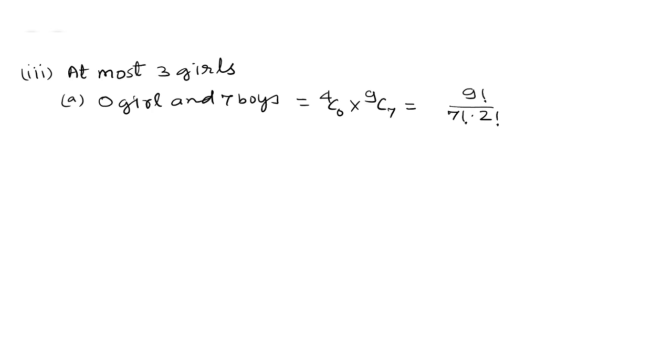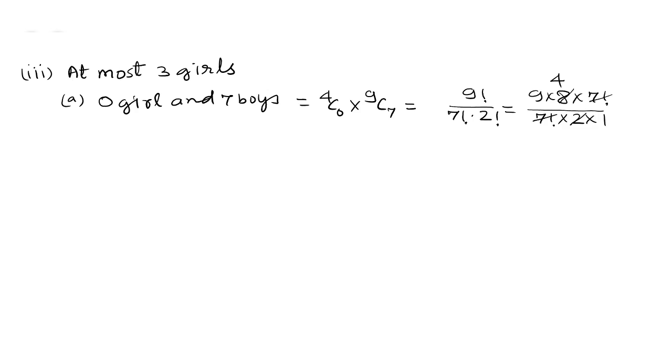9C7 is equal to factorial 9 upon factorial 7 into factorial 9 minus 7, which is factorial 2. This can be written as 9 into 8 multiplied by 7 factorial upon 7 factorial into 2 factorial, which can be written as 2 into 1. So we cancel the 7 factorial of the denominator with the 7 factorial of the numerator, and we cancel 8 of the numerator for 4 times by 2 of the denominator.